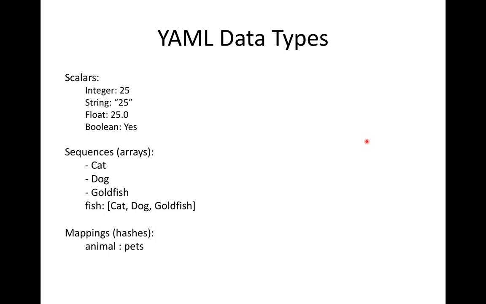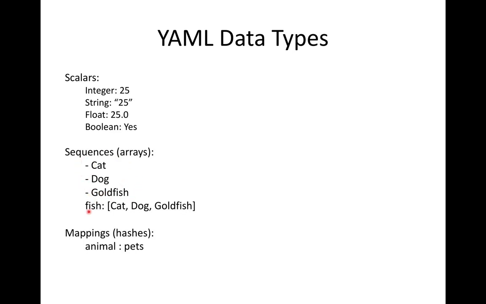The YAML data types are similar to JSON data types. Again, you can convert one to the other. You have scalars, like integers, strings, floats, and Boolean values. You have sequences or arrays. Here's an example where we have an array of animals, and each item begins with a dash character, so dash cat, dash dog, dash goldfish. There's a space between the dash and the animal name, but this set represents an array.